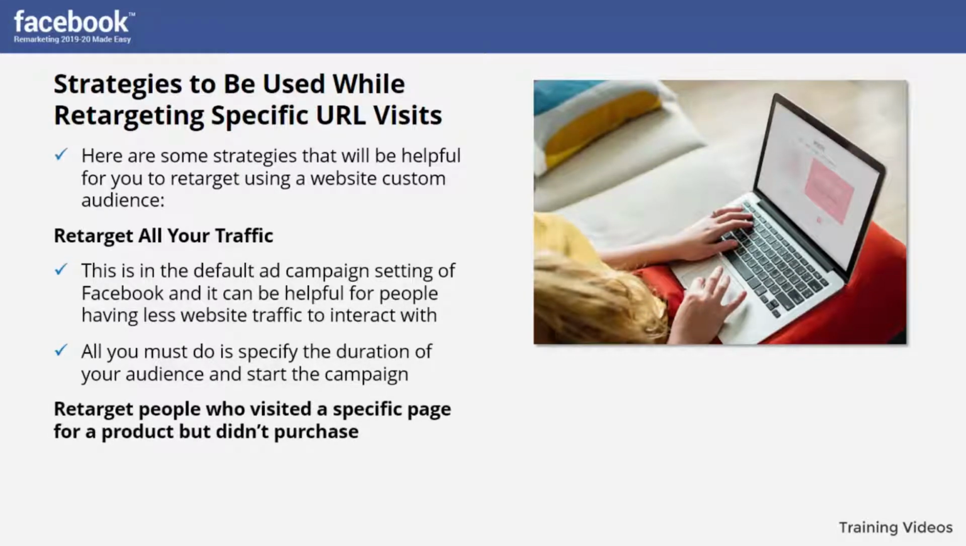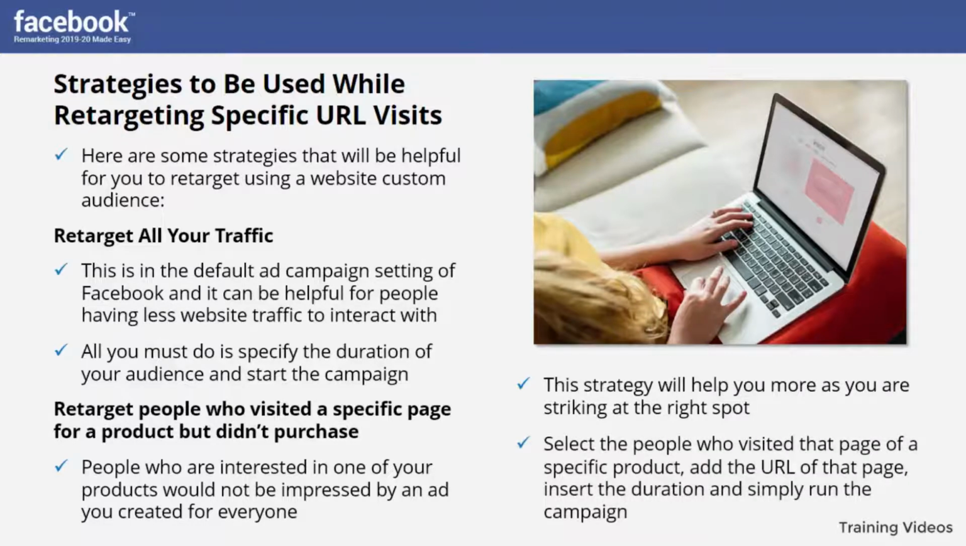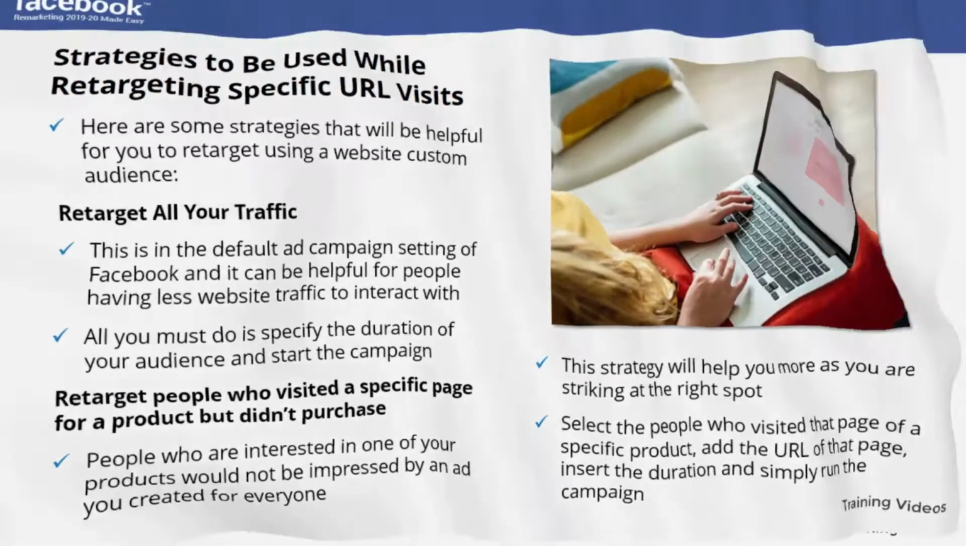Retarget people who visited a specific page for a product but didn't purchase. People who are interested in one of your products would not be impressed by an ad you created for everyone. Create an ad that contains their favorite product and probably a discount code for it. This strategy will help you more as you are striking at the right spot. Remind them to complete their purchase if they are distracted in any way. Offer them a discount if they are reluctant to pay that much money. Select the people who visited that page of a specific product. Add the URL of that page, insert the duration, and simply run the campaign.